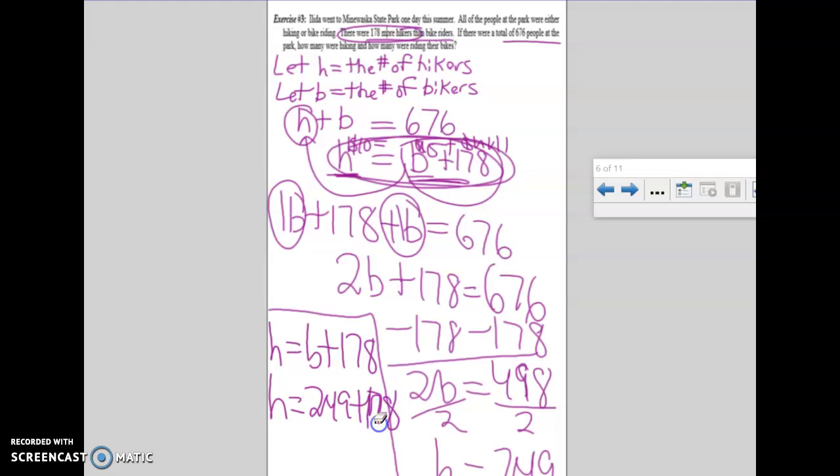My pen is really sticking, I apologize. 178, and your total number of hikers will be 427. And like I said, there's more hikers than bikers.